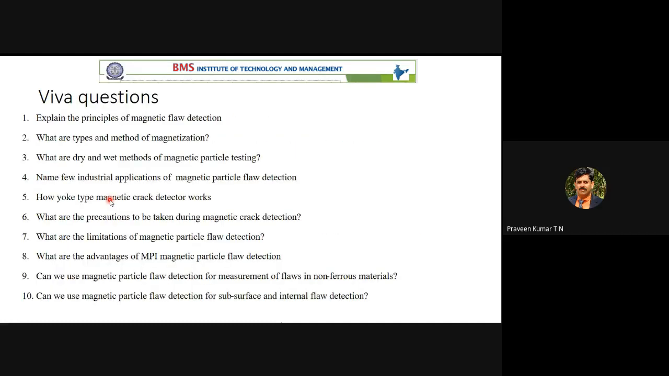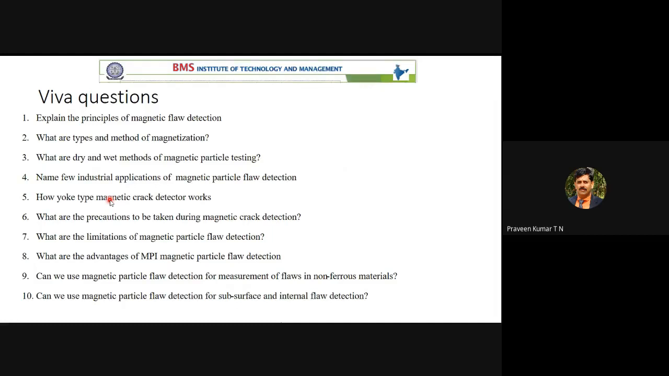Can a magnetic flaw detector be used to measure flaws in non-ferrous material? Can we use magnetic particle inspection for non-ferrous material? No, you cannot use it. It can be used only for materials which can be magnetized.